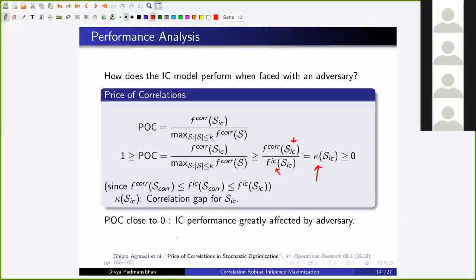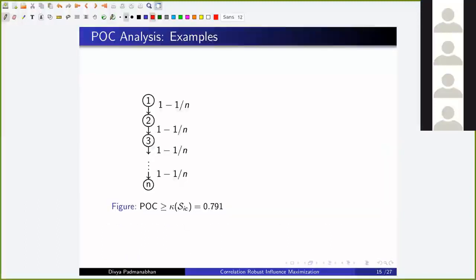Now, the price of correlation metric is something that has been used in the literature in robust optimization. There's this paper by Shipra Agarwal where this quantity was introduced. There was some difference, like we adapted this to the case of worst case expectations in the sense of minimum. So the minimum expected value, whereas Shipra's paper was designed for the case of max expectations. Now, just to see some examples of this metric.